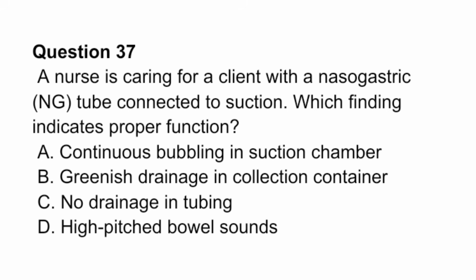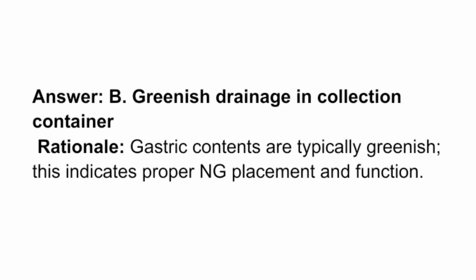Question 37. A nurse is caring for a client with a nasogastric (NG) tube connected to suction. Which finding indicates proper function? A. Continuous bubbling in suction chamber. B. Greenish drainage in collection container. C. No drainage in tubing. D. High-pitched bowel sounds. Answer: B. Greenish drainage in collection container. Rationale: gastric contents are typically greenish. This indicates proper NG placement and function.